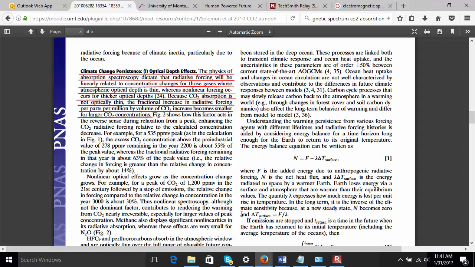So that's the official definition. N is the net. My initial statement that it's natural was not quite right. N is the net. And what we'd like to think of is N being 0 so that the temperature stays the same.